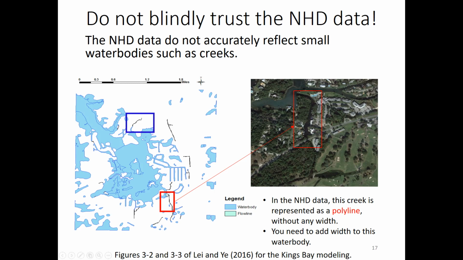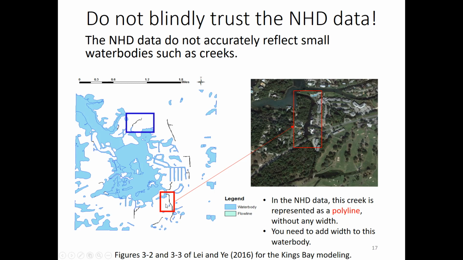Well, take this area as an example. You see here, this is a water body. In this NHD dataset, it is treated as a water line. That means it's just a polyline. It's just a line, it doesn't have any width. So essentially, if it doesn't have any width, ArcNLET will not consider it.